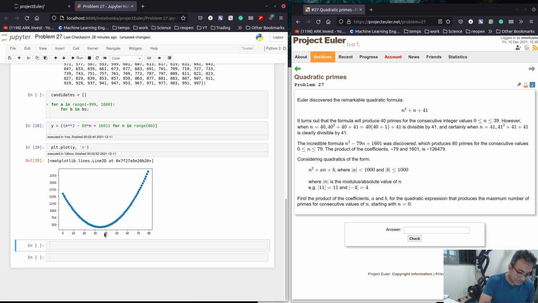This is n square minus 79n plus 1601. So if we differentiate it, 2n minus 79 equals 0. So n equals 79 by 2. Okay, so approximately a little less than 40. 601. So this doesn't really matter.